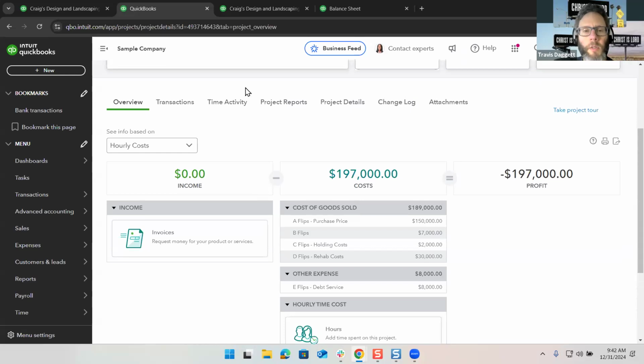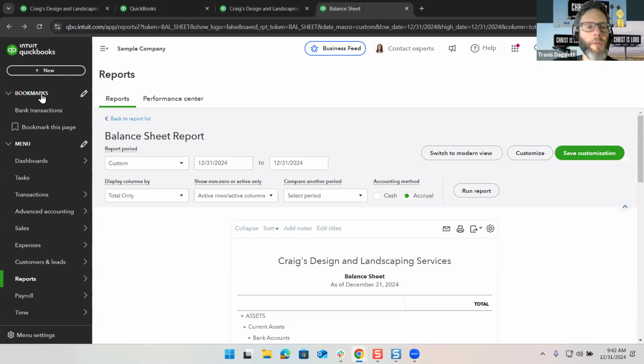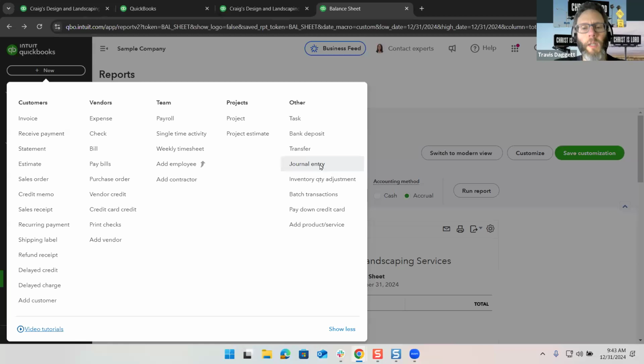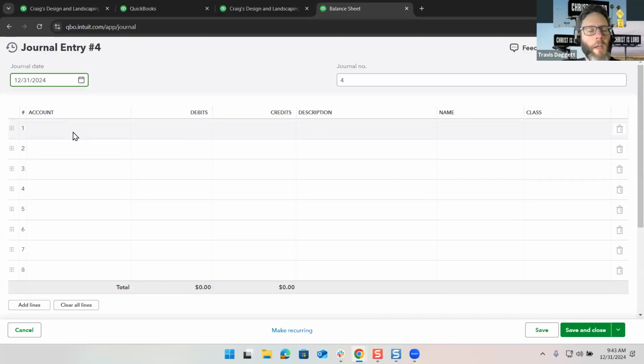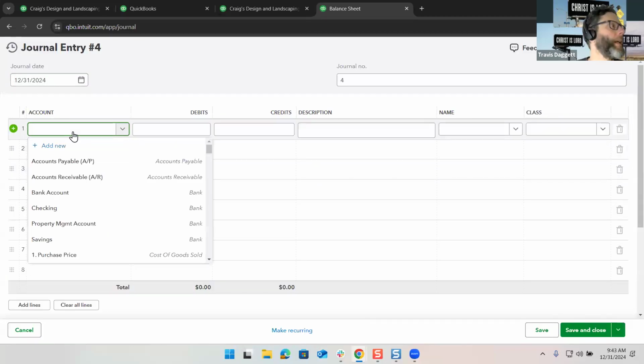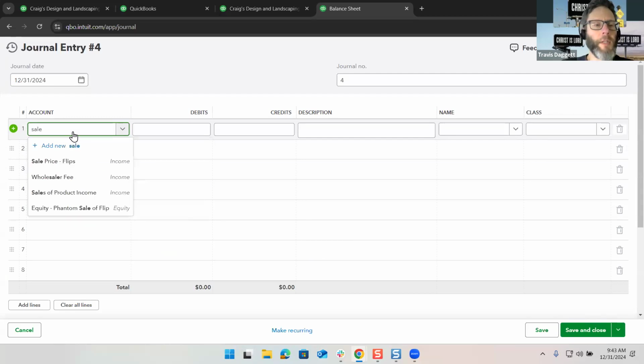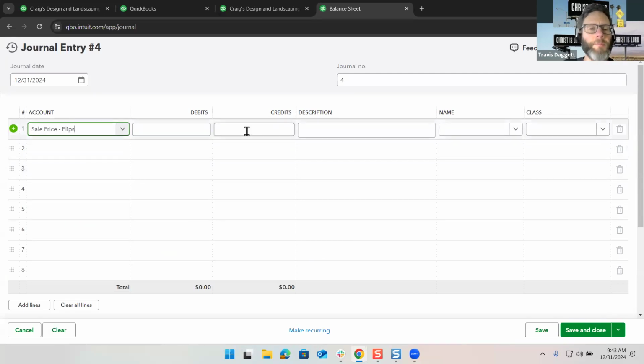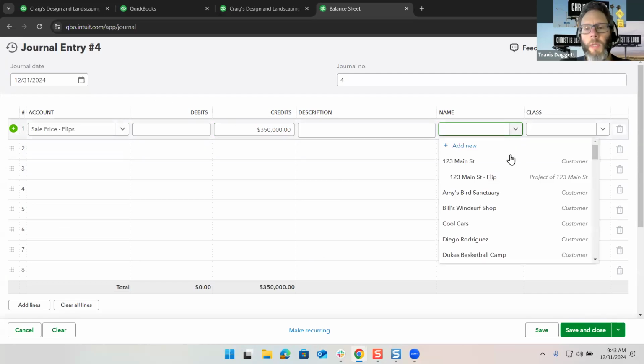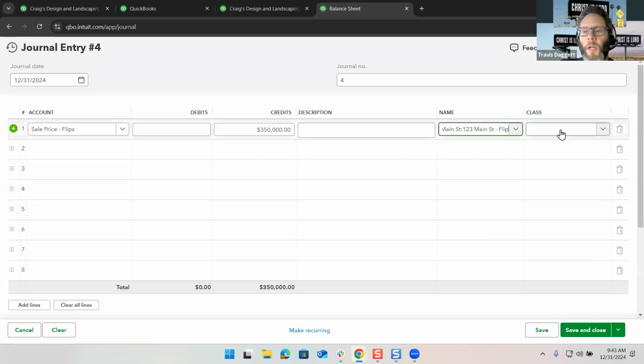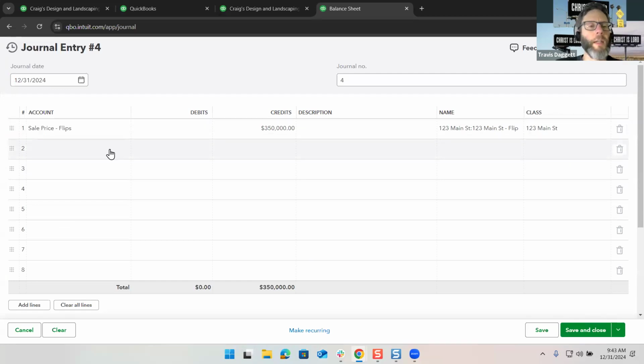So we're going to do this with a journal entry. We're not going to worry about the date now, but first we'll put in the sale price. That'll be income. Increase income by credits. And let's say we think we're going to sell this property for $350,000. We need to put in the customer so that it shows up under projects, and we're tracking classes by the address of the flip. So we'll put that in there.